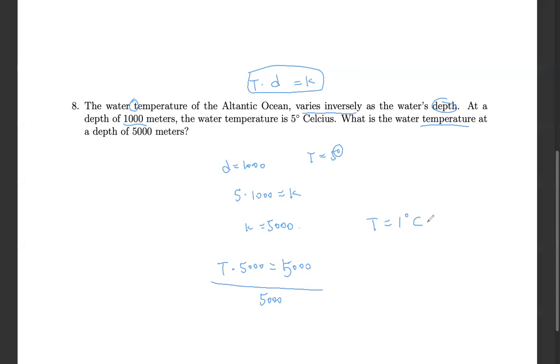Varies inversely means the product of two variables equals a constant.